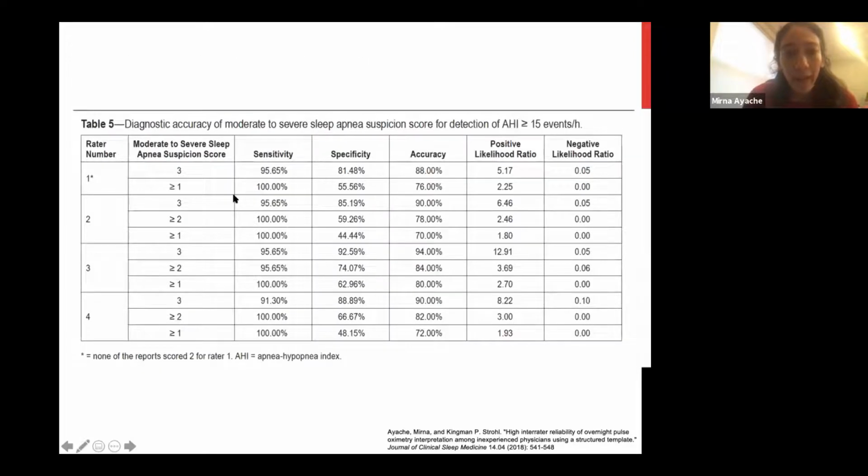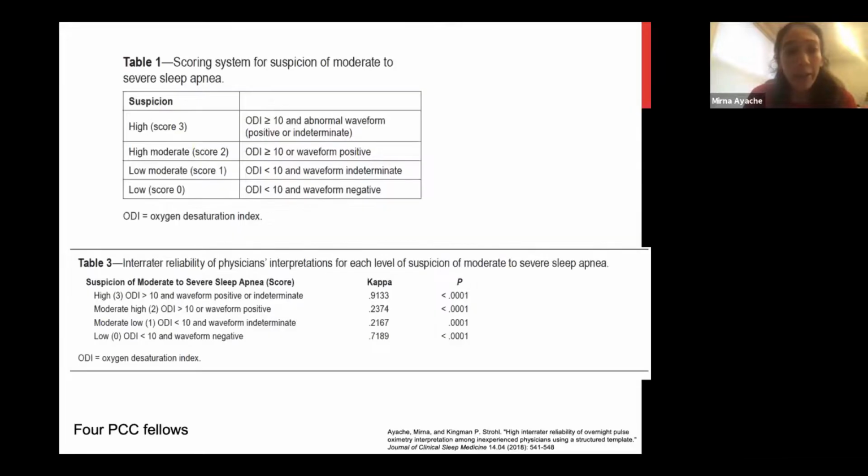And when we looked at the sensitivity and specificity, depending on what you want from the overnight pulse oximetry, you can decide what to use as a cutoff. If you want to use it as a screening tool, then you may say anything score 1 or above, I'm going to refer for PSG. So only those with ODI less than 10 and negative waveform, I'm going to hold off on PSG, but the other ones I'm going to refer. In that case, the sensitivity will be high.